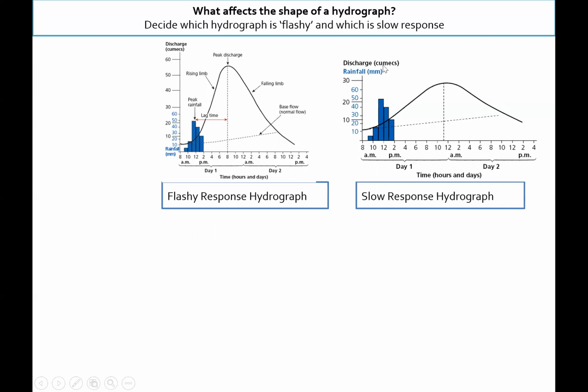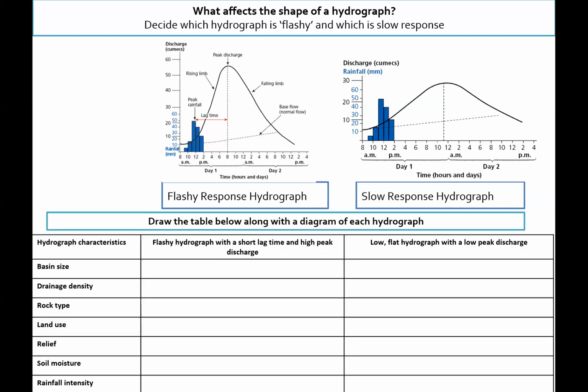Whereas this one on the right is your slow response. Rainfall's the same, the bar chart's the same, but this river here has a much longer lag time, it has a much flatter rising limb, and it has a much lower peak discharge. So your flashy hydrograph, more likely to flood, your slow response, less likely to flood. And we're just going to go through some of the factors that can affect that. So you need to draw yourself a very simple diagram of each hydrograph, get the rough shape of the discharge to show that one is steeper than the other.